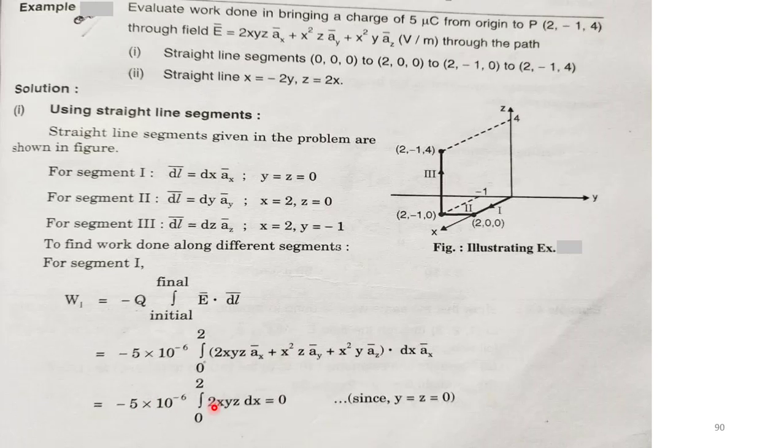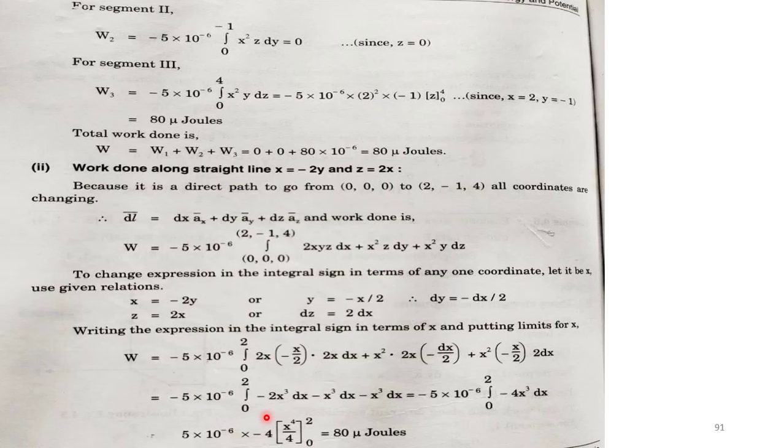Therefore, if I evaluate this integration, I am going to get the final answer as 0, because the y value and z value here are 0. So we will get W1, the work done in moving a point charge along segment 1, as 0. Now we will consider the second segment.